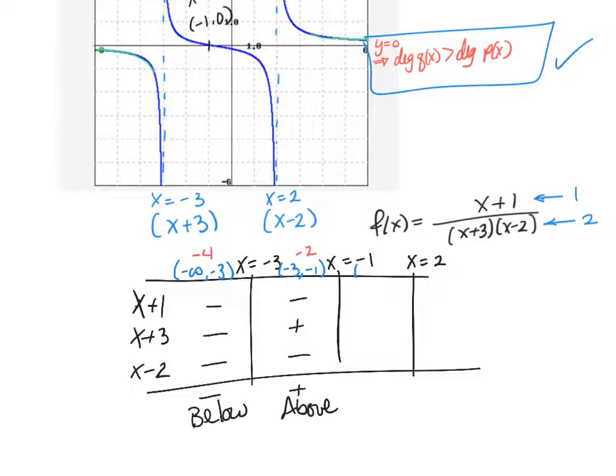My next interval is between negative 1 and 2. What do you all want to choose in that interval? I'm going to choose 0. So I put 0 in there. If I put 0 into my first factor, is that positive or negative? The second one? Third one? So is this positive and above or negative and below?